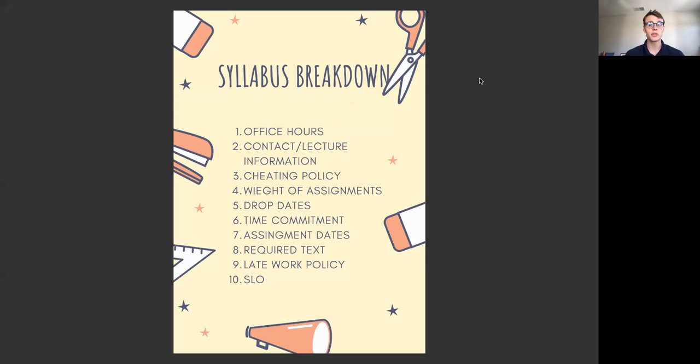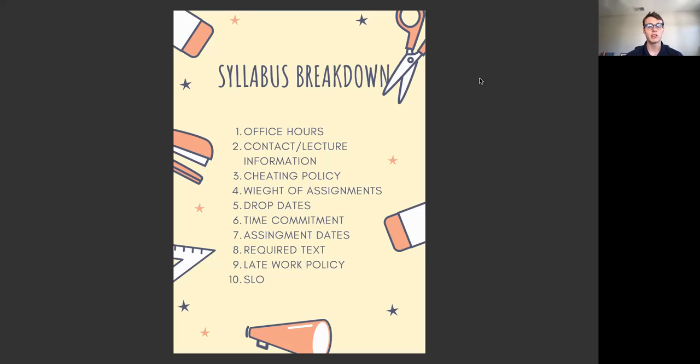So first, the 10 categories that you should look for on your syllabus are your instructor's office hours, your instructor's contact and lecture information, so how to contact them and when their lectures are being held, your teacher's cheating policy, the weight of assignments, how much each assignment affects your grade, and we'll go over that a little bit more later. Your drop dates, when you can drop the class and how it will affect you.